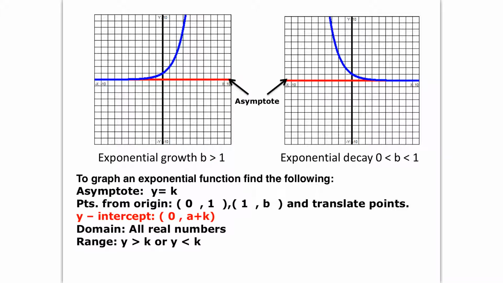Well, look at the b value. Once again, exponential growth, the base is more than 1. Exponential decay, then you have the base less than 1.